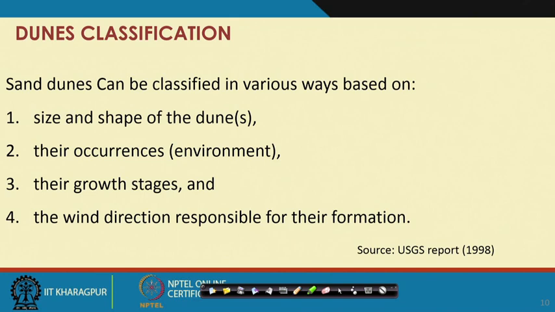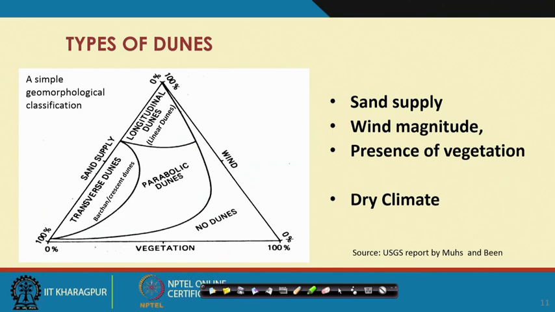So, this is a very simplistic way to represent the types of dune. This is a very simple geomorphological classification. Dunes are mostly formed when there is enough sand supply, wind magnitude, presence of vegetation and a dry climate. Broadly they can be classified as transverse dunes, Barchan or Crescent dunes, longitudinal dunes and parabolic dunes, depending on the availability of sand, the wind magnitude over that region and the presence of vegetation. We will be understanding these dunes one by one in the subsequent slides.